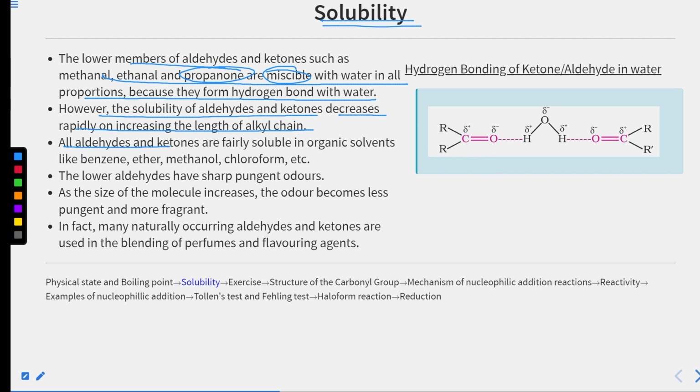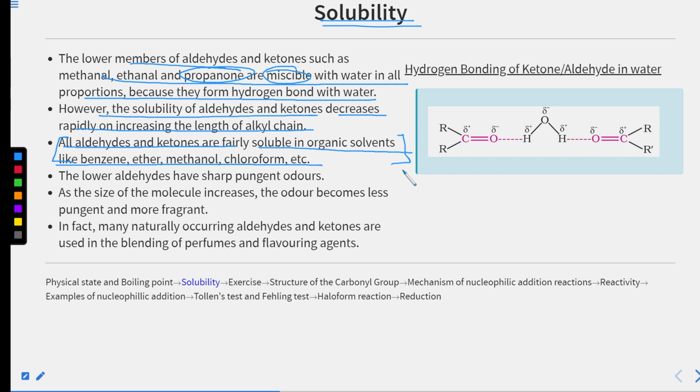So all aldehydes and ketones are fairly soluble in organic solvents like benzene, ether, methanol, and chloroform. This statement is a direct consequence of the standard statement that like dissolves like. So if it is a non-polar solvent, then it will dissolve the non-polar solute.